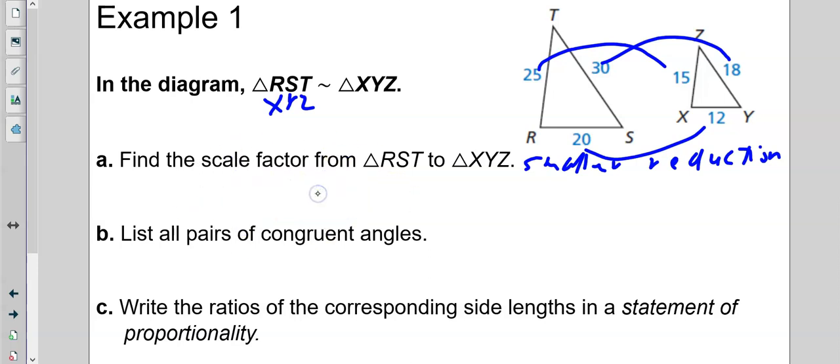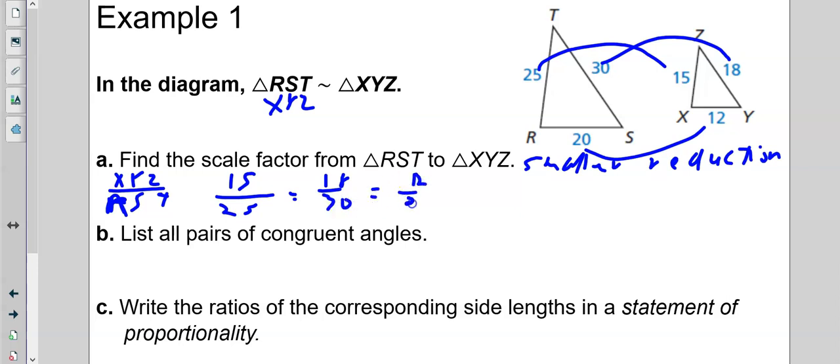So we want the smaller number on the top. I want XYZ on the top and RST on the bottom. If I look at XY, that's 15. RT is 25. ZY is 18, and TS is 30. And then the last one is 12 and 20.